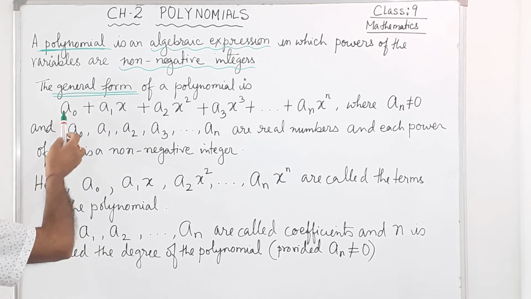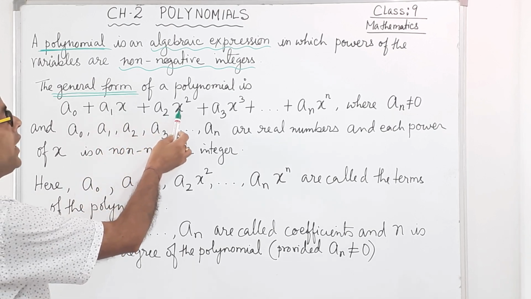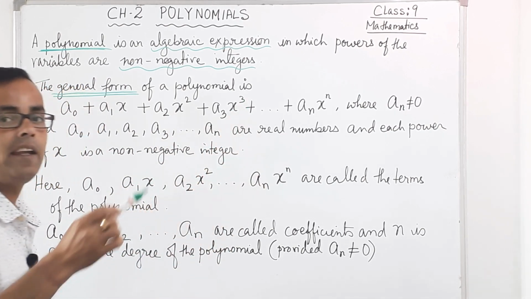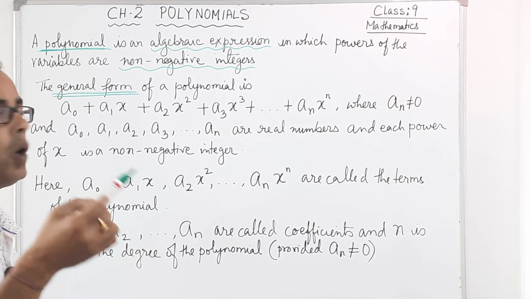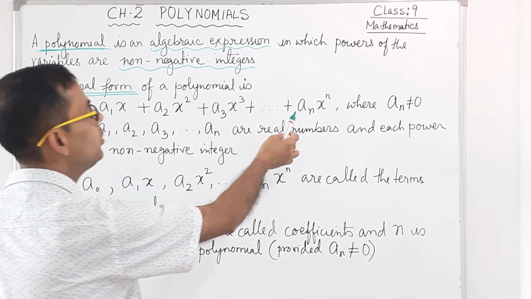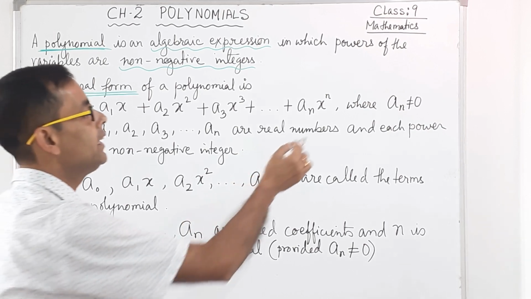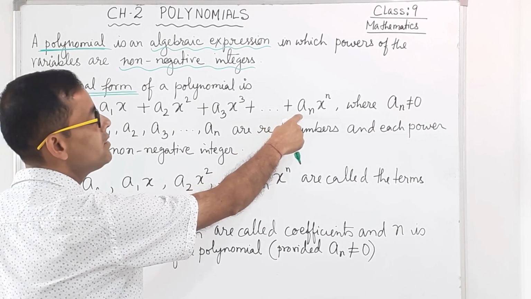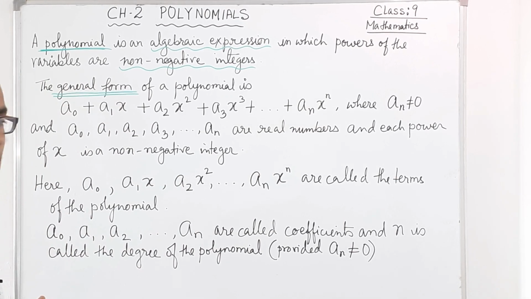So, what have I written? a0 plus a1x plus a2x to the power 2 plus a3x to the power 3, like this way, a4x to the power 4. Clear? So, like this way we will go on till how much? We can go till an x to the power n, provided that an is not equal to 0. Because if an is 0, then 0 into x to the power n will become 0 only. So, an can never be 0.